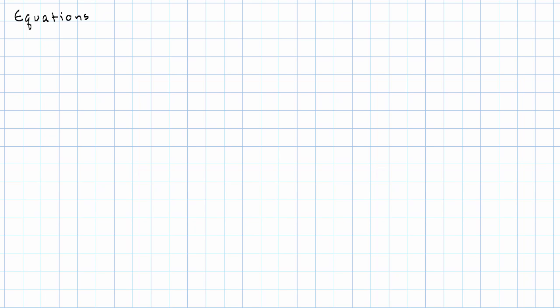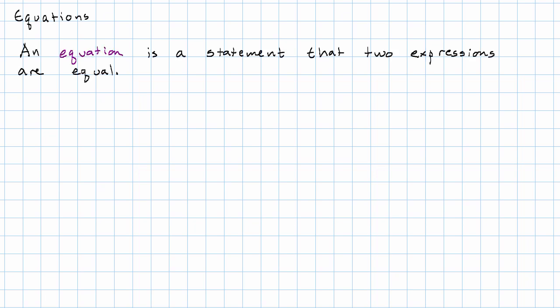In addition to expressions, there's another kind of object that we'll manipulate in algebra called an equation. An equation is just a statement that two expressions are equal.